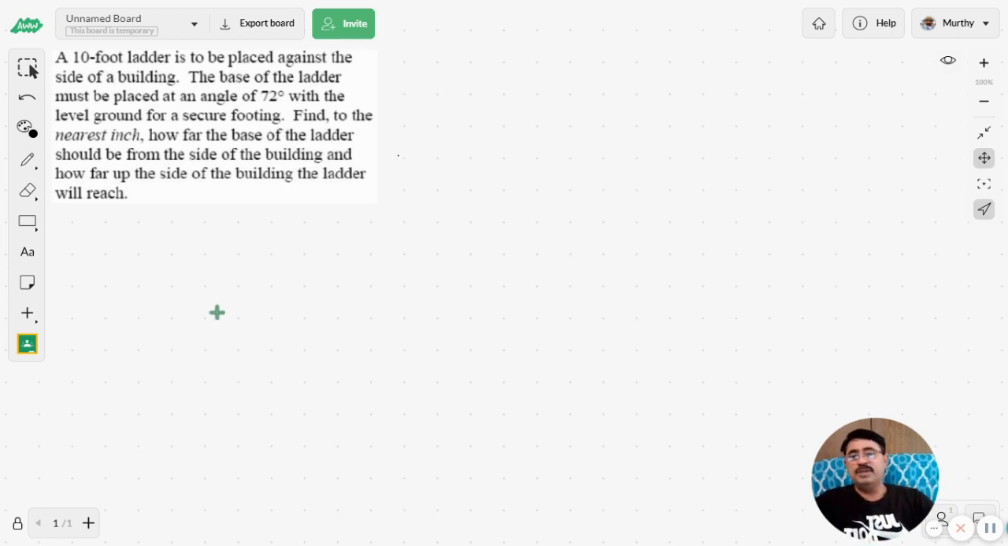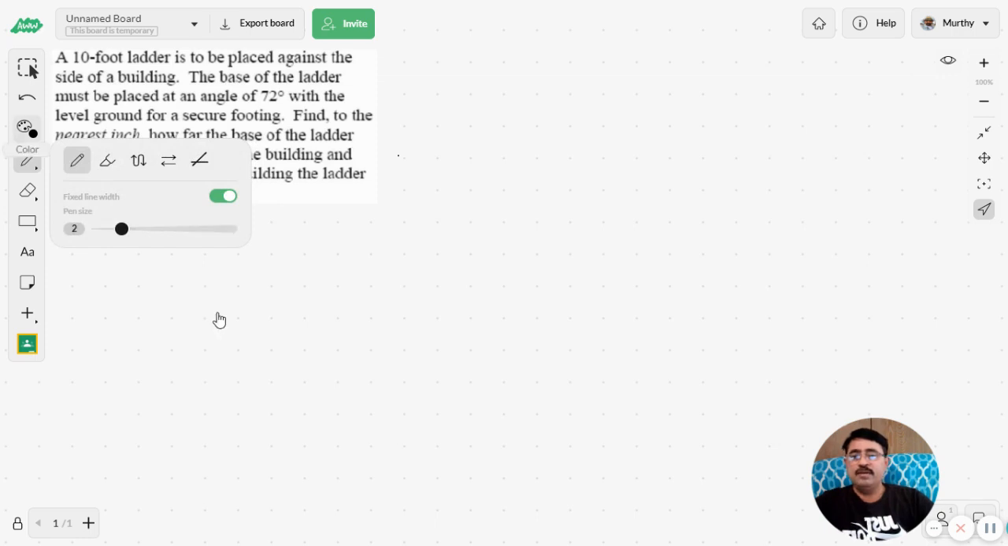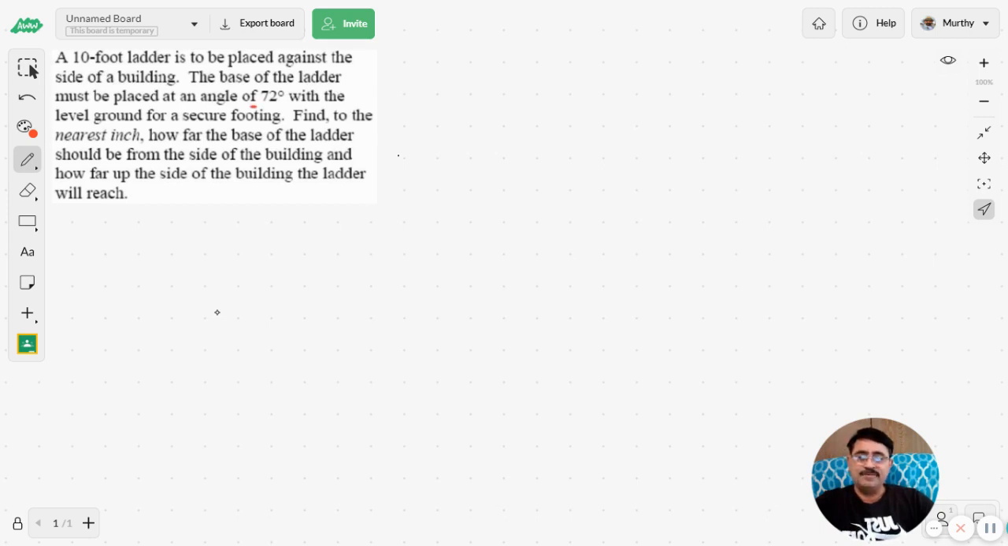So the first question is, a 10-foot ladder is to be placed against the side of a building. The base of the ladder must be placed at an angle of 72 degrees with the level ground for secure footing. Find to the nearest inch how far the base of the ladder should be from the side of the building. So, first of all, let me imagine that there is a building.